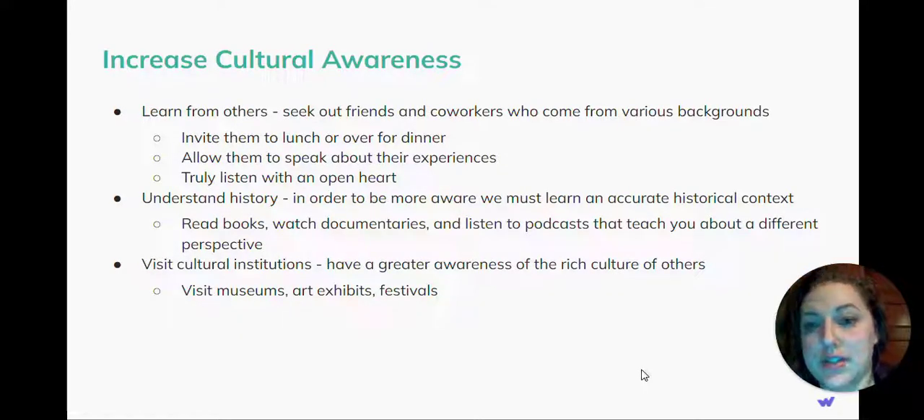Learn from others. Seek out friends and coworkers who come from various backgrounds. Invite them to lunch or over for dinner. Allow them to speak about their experiences and truly listen with an open heart.